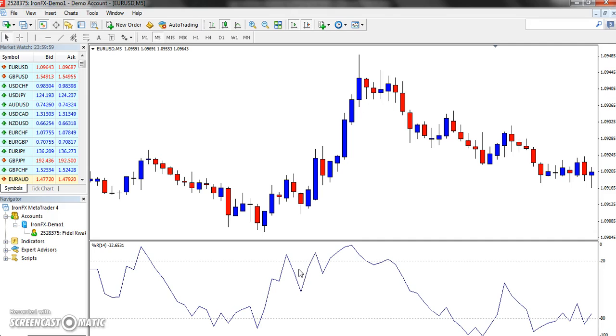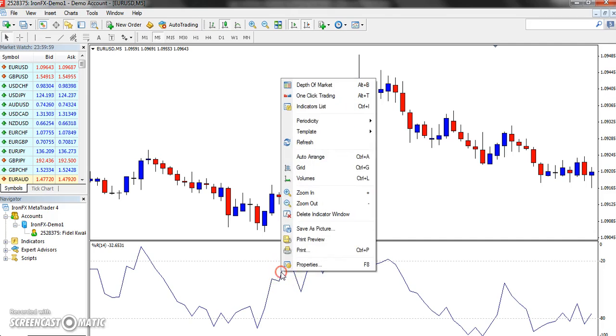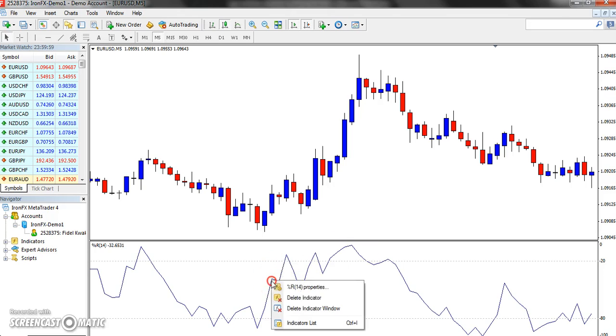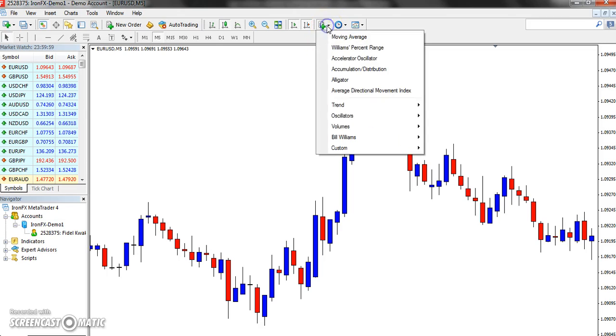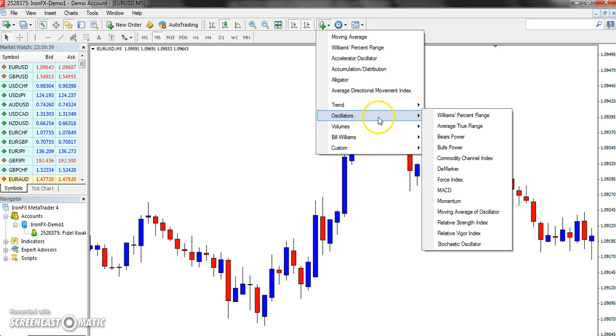That's how it works. All right, so let me show you how to set up this indicator, so that you can do it. So first, again, you go to indicators. Right here you click here. You come to oscillators.